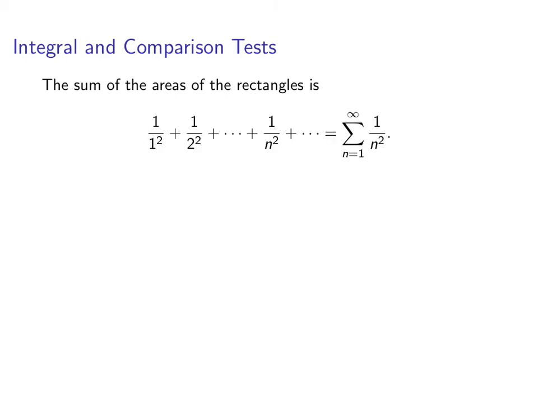That's the sum of the areas of the rectangles: 1 over 1 squared plus 1 over 2 squared and so on up to 1 over n squared. And we just keep going forever, and so we get this series: the sum, n goes from 1 to infinity, of 1 over n squared.